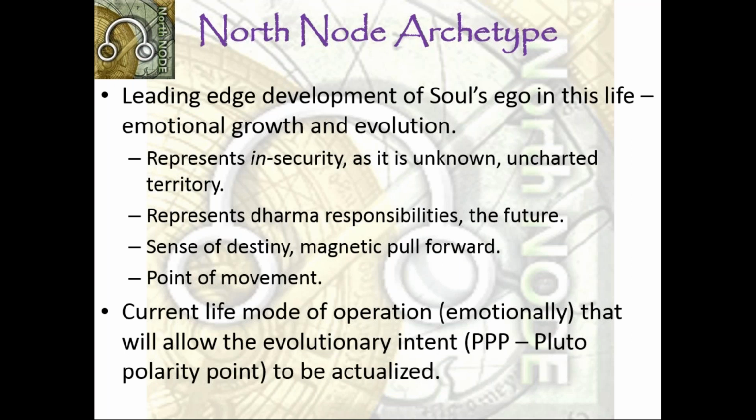It is a sense of destiny or a magnetic pull forward for ourselves. It is the point of movement versus the South Node point of stagnation. It is the current mode of operation on emotional levels that allows the evolutionary intent to be actualized, or the Pluto polarity point. That is actualized through that movement of the North Node.